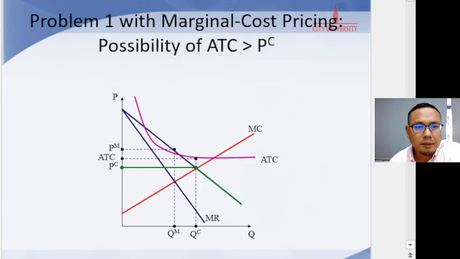So the first problem with marginal cost pricing is that there's a possibility of average total cost being bigger than the price charged. It means compared with the monopoly price, this is PC, PC is the charged price. Okay, the first problem is marginal cost pricing, the possibility of average total cost being bigger than the charged price.